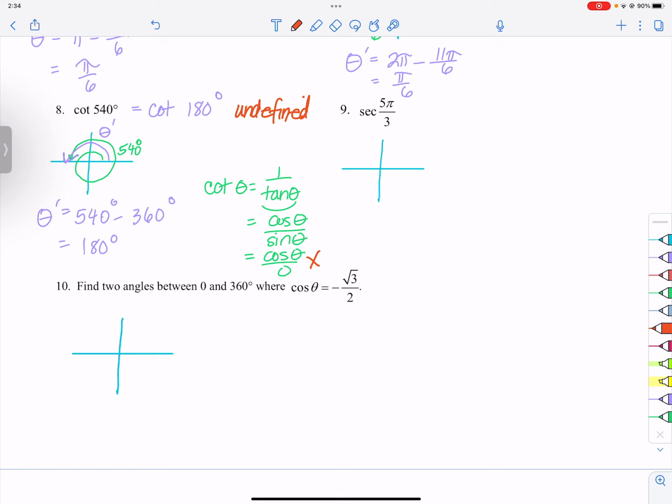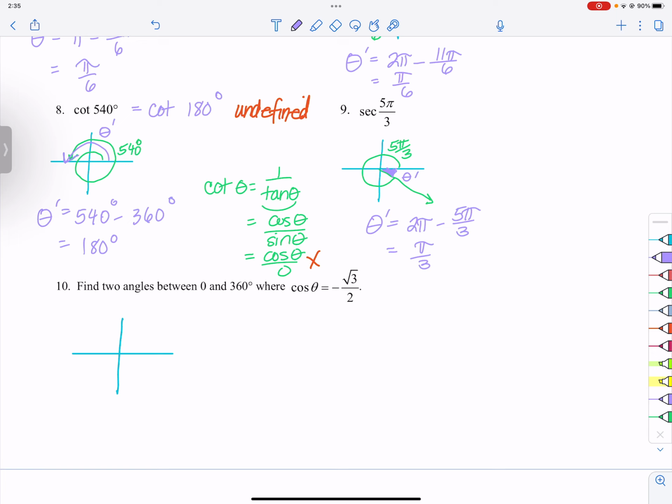Looking at number 9, the secant of 5 pi over 3. So we have 5 pi over 3 almost to 6 pi over 3. And this is 5 pi over 3. And then we have our reference angle, which is theta prime. And theta prime is going to be equal to 2 pi minus 5 pi over 3. And we have pi over 3.